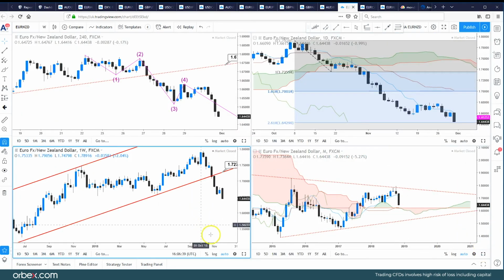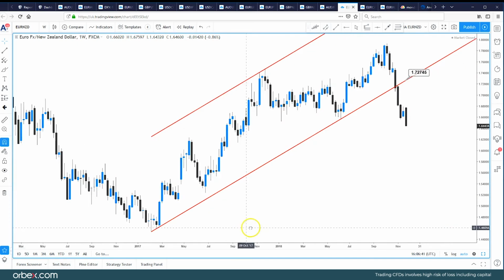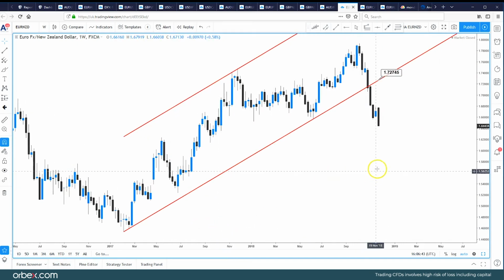If we go to the weekly chart, we can see we've got a channel breakout. Reverse trendline resistance is at 172.75 and is a short-term correction target. So if we do see a bounce to the upside, then our target level is going to be around about 172.75.